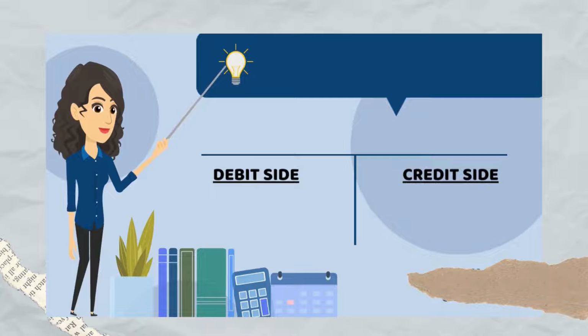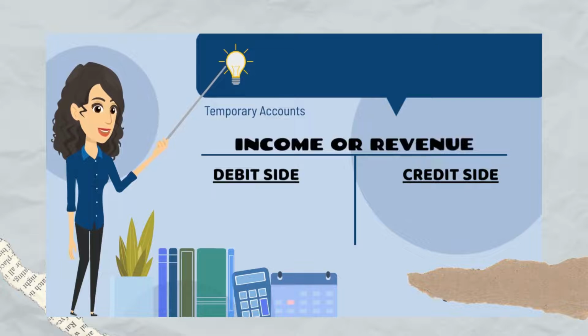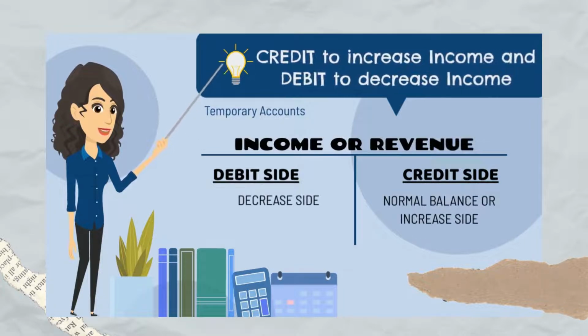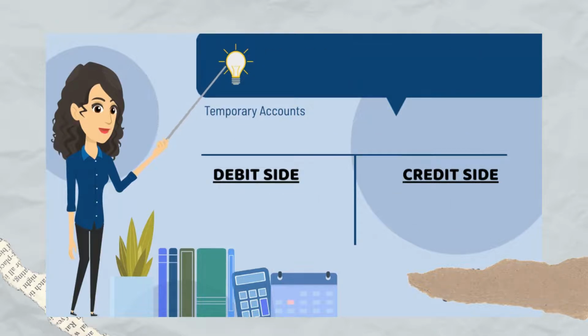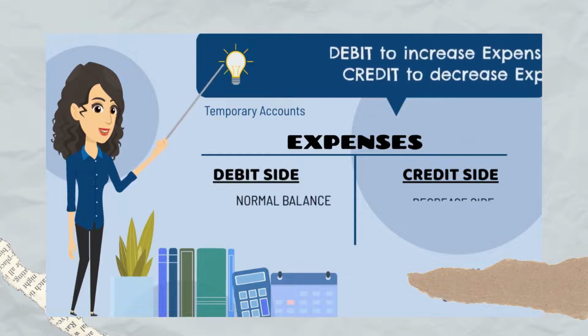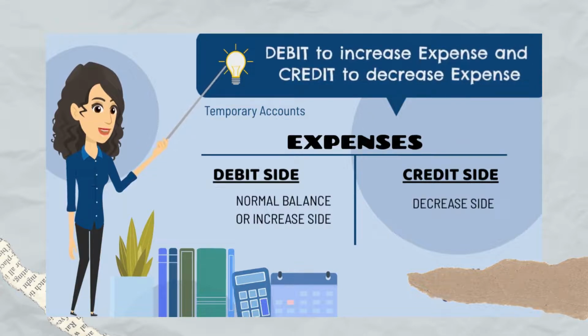Temporary accounts. Income or revenue. All income earned of the same nature are summarized in this account. We say credit to increase income and debit to decrease income. Expenses. All expenses incurred of the same nature are summarized in this account. We say debit to increase expense and credit to decrease expense.